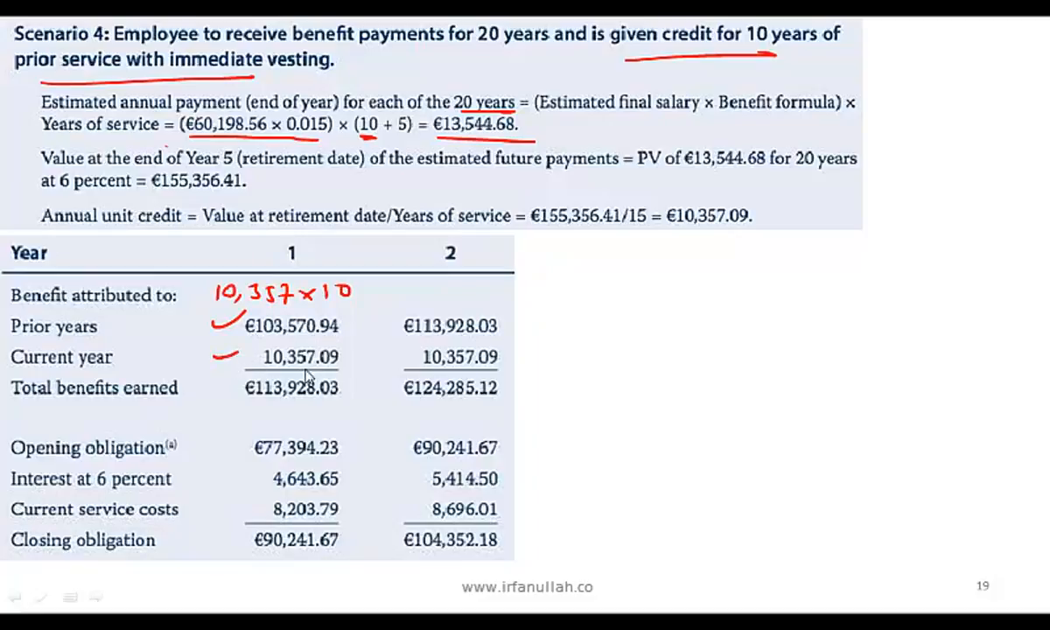Current year, same number as what we just calculated. Where did this come from? So this is the present value. And then what about this number? This is the 6% interest on 77, and 8203 is the present value of this number. So this is almost exactly what we have seen before.